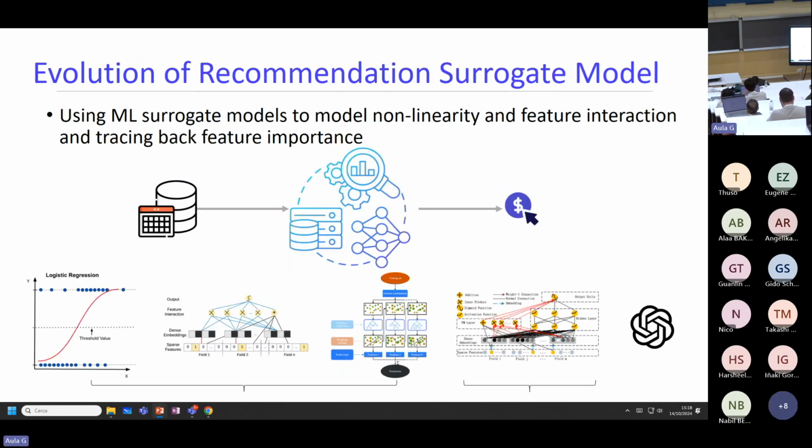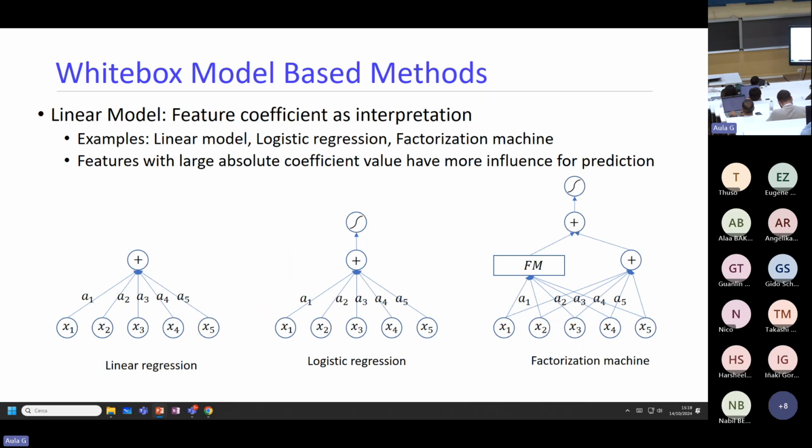The surrogate model for the recommendation task has evolved for a very long time, from the simplest logistic regression to the neural network, and possibly in the future the large language model. The simplest white box model is the linear model. Some examples of linear model include logistic regression and linear regression. And if we add some feature interaction into consideration, we have the factorization machine.